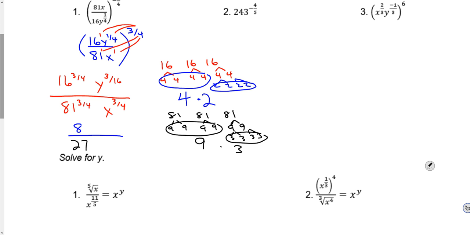How many y's do we have? How many do we need to group them? 16 of them. So I can't do that. That just stays. So this would be y to the 3/16.